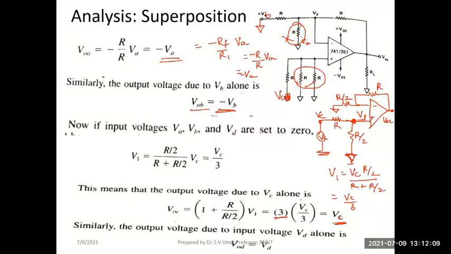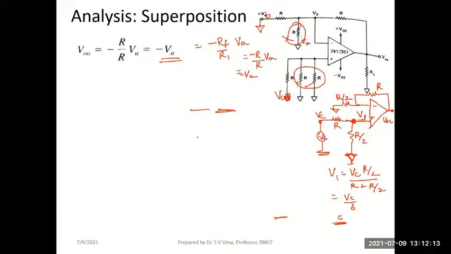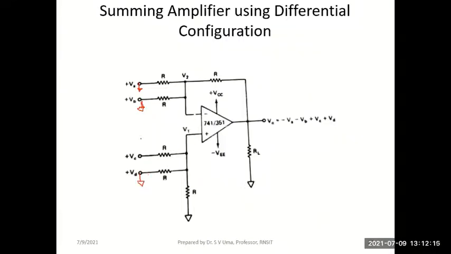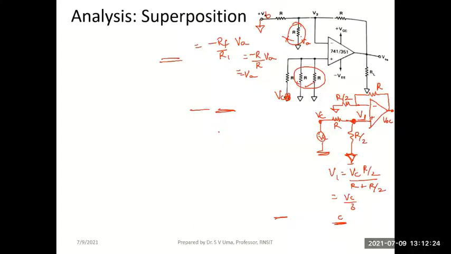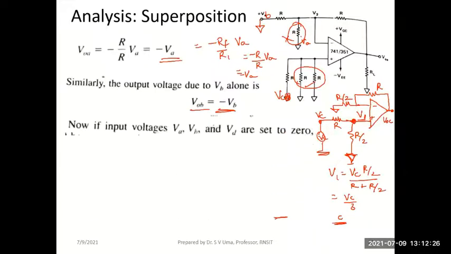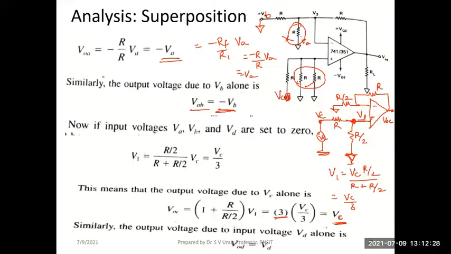And it will be the same analysis if I have to consider VD active. So in this, if VD should be active and all the others should be grounded, it will appear similar to how we did for VC. So you'll find that the output voltage due to VD will be VD itself.